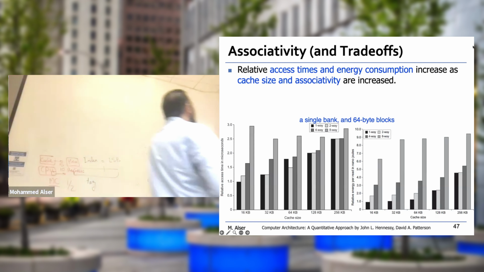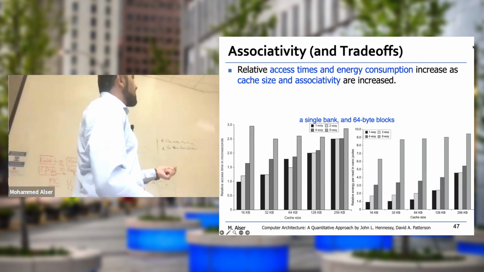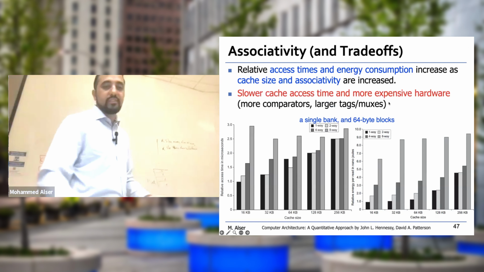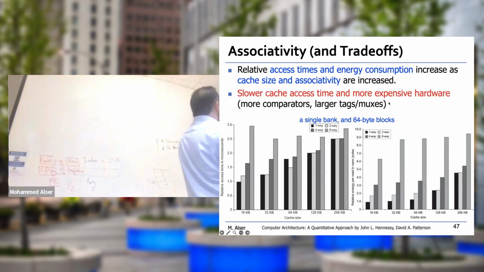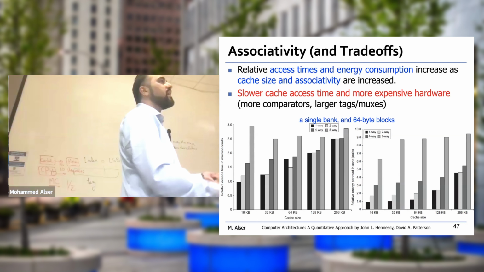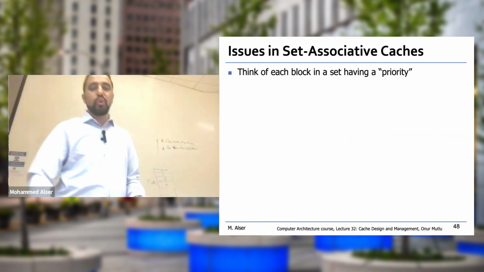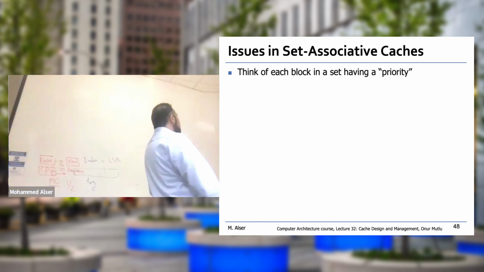Okay, so the relative access times and energy consumption increase as cache size and associativity are increased. Hopefully, you're already convinced by that. Slower cache access time and more expensive hardware. We talk about the comparator, tags, and mux, and I have a picture to show you the exact hardware in the next few slides.